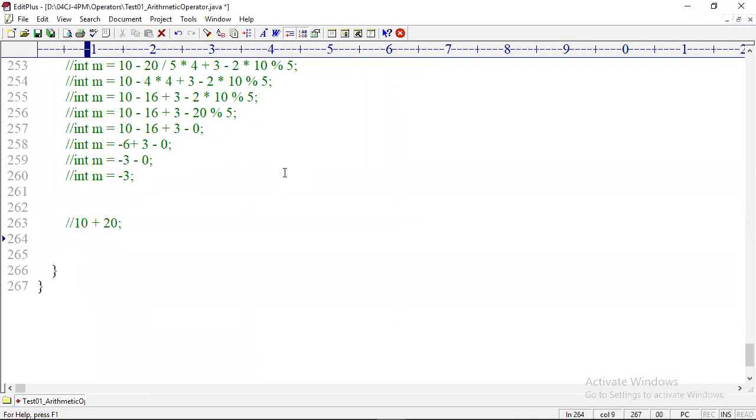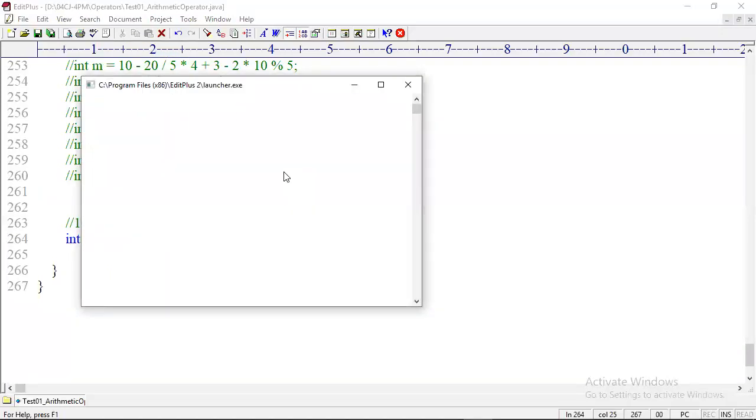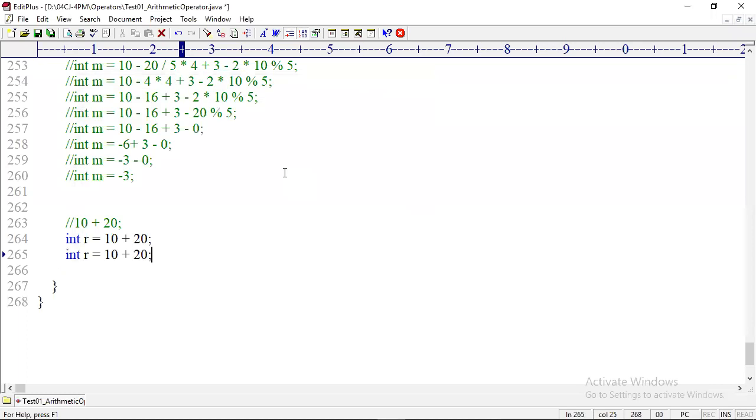Now, how can I use 10 plus 20? You must use it either as a variable assignment, something like int r equal to 10 plus 20. It is allowed. Next, I am using it as a method argument: System.out.println of 10 plus 20. It is allowed.